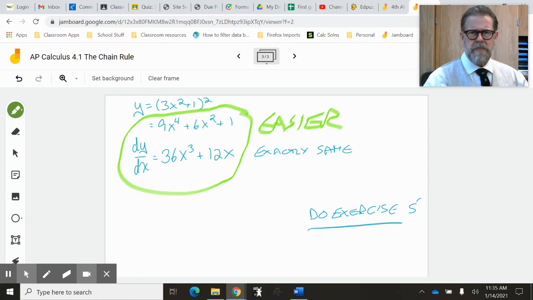If every function were one we could take the derivative of without using a chain rule, then why bother having a chain rule?